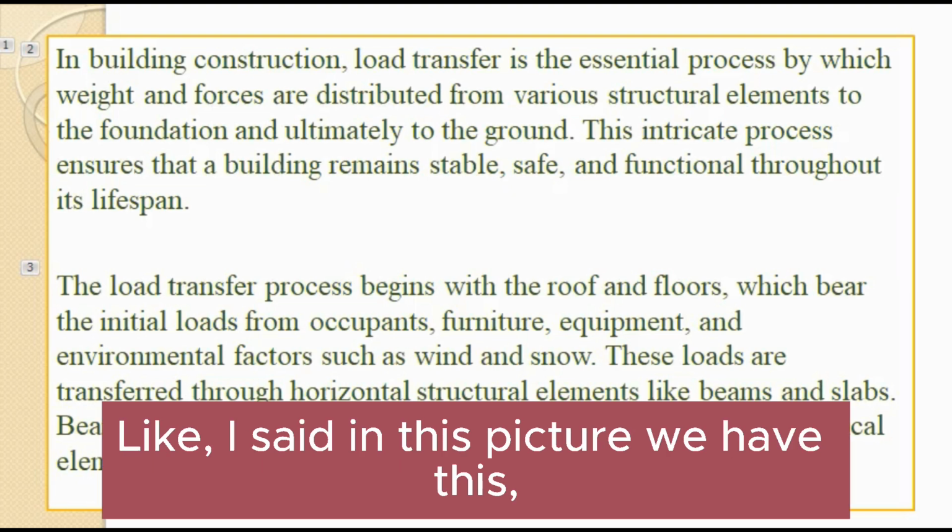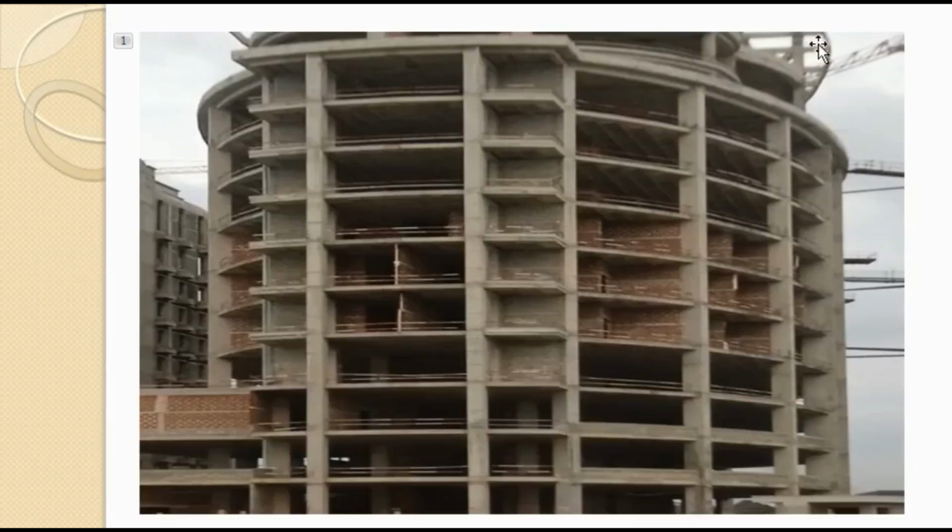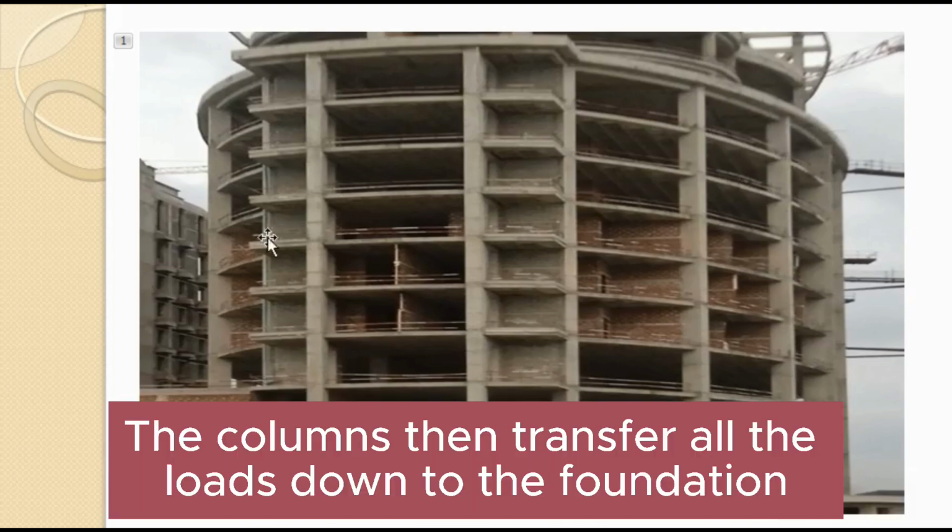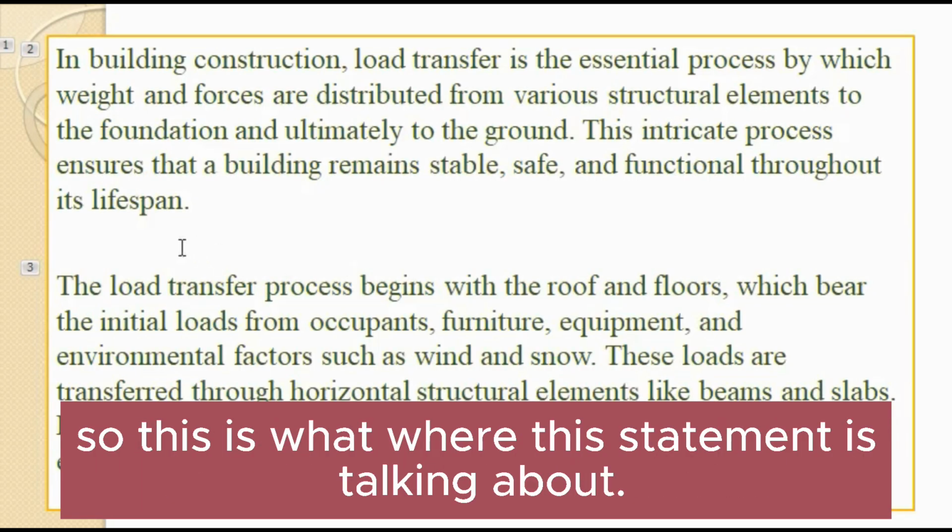Like I said, in this picture we have the roof beams, we have the columns, we have the slab, we have the beam beneath it, columns, slab, beams, columns. Now here we have flat slab. That is the reason why I don't have any beam. So the slab transfers to the columns, slabs to the columns. So columns send all their own down to the foundation. So this is what the statement is talking about.